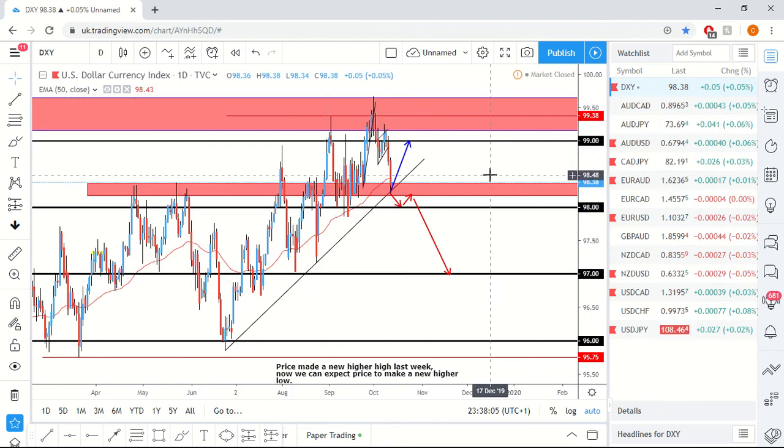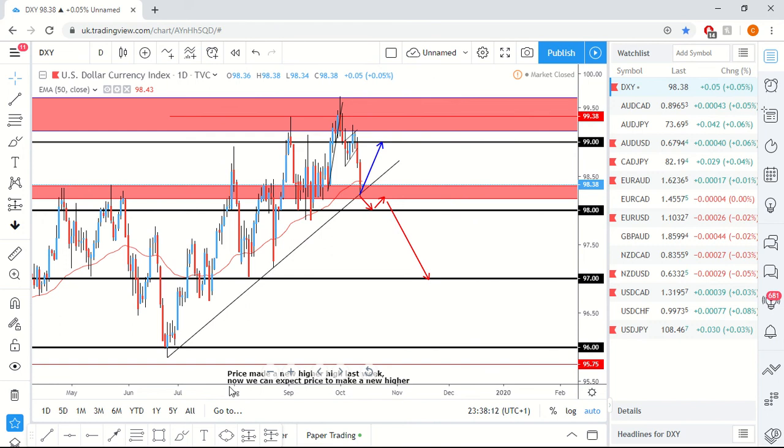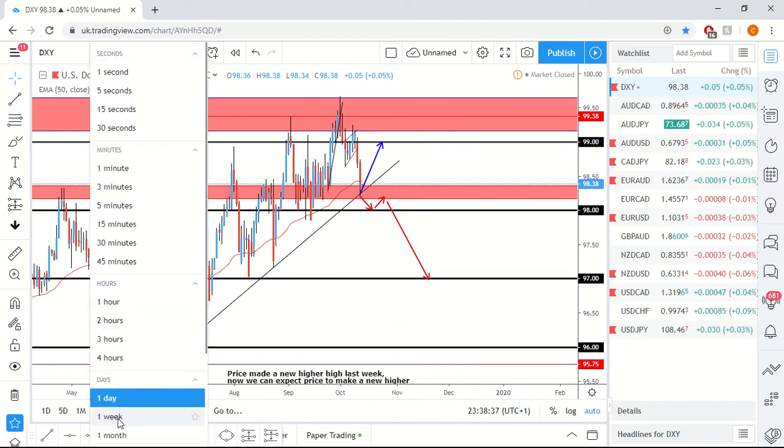So starting off, we have the DXY, or the dollar index, and last week we actually predicted this pretty well. As you can see, price did come down to this trend line as we predicted, and now what we're looking for is either a break or bounce situation. So here we're going to look for a bounce up to this 99 key level, or we're going to look for a fall down to this 98 level before some correction, and then probably another impulse to our next low of 97.